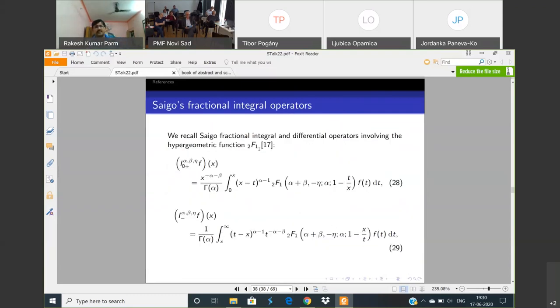Now we give some fractional formulas for these functions. We first recall here the Saigo fractional integral and differential operators involving the hypergeometric function 2F1, and it is given by the equation number 28 and 29.